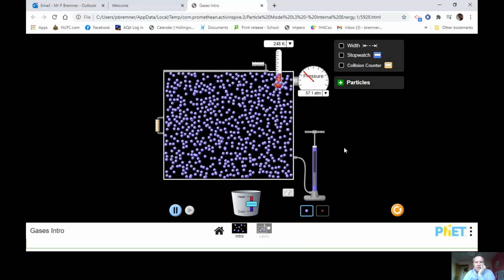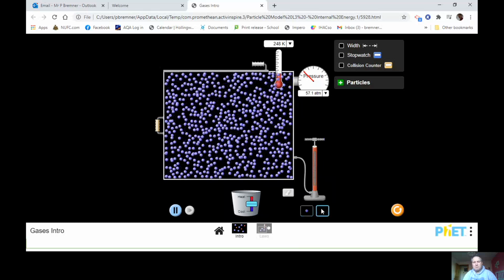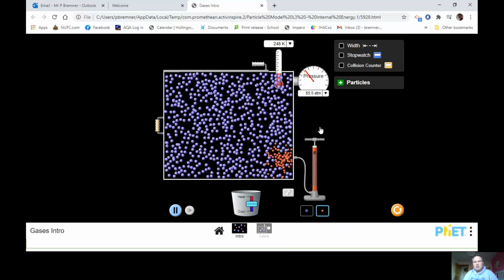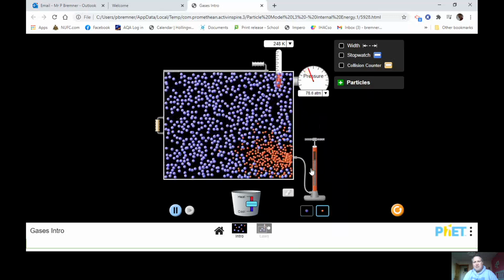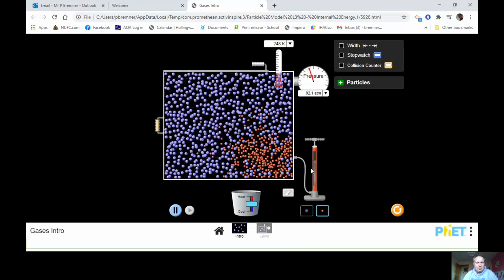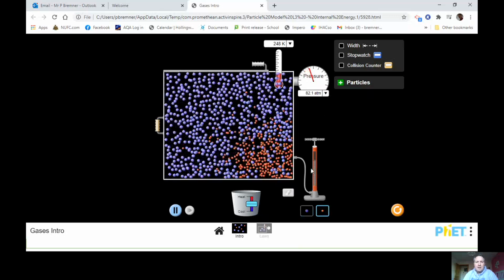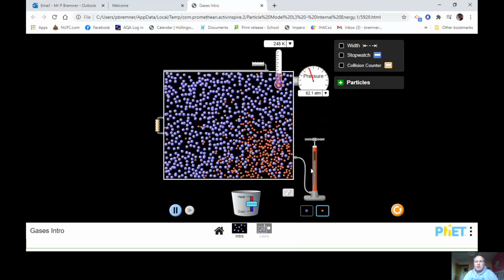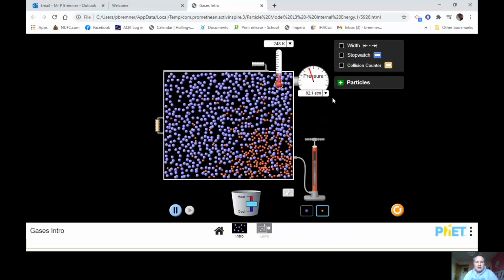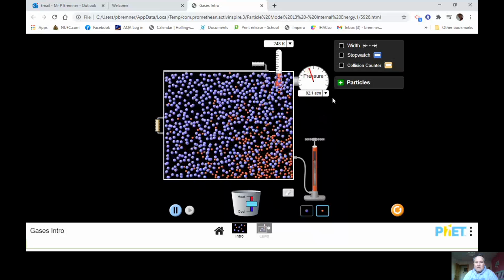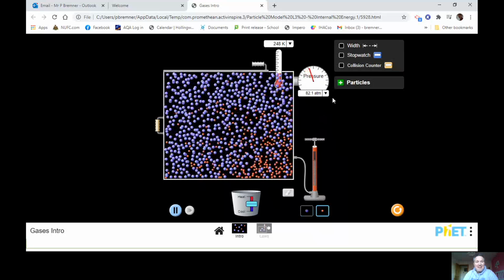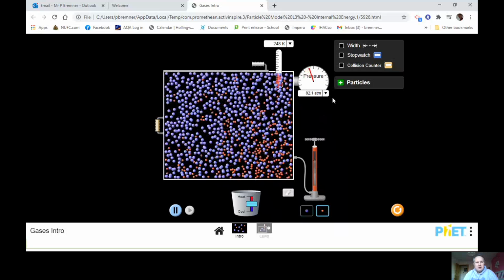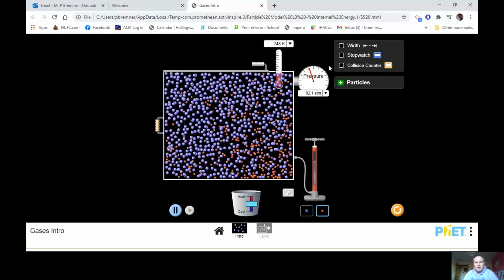Let's look at increasing and decreasing the number of particles. I'll add a different gas this time. Increasing the number of particles. If I increase the number of particles, there are more particles hitting the side of the box. What happened to the pressure? The pressure increased. Increasing the number of particles increases the number of particles hitting the side of the box. That increased the pressure.